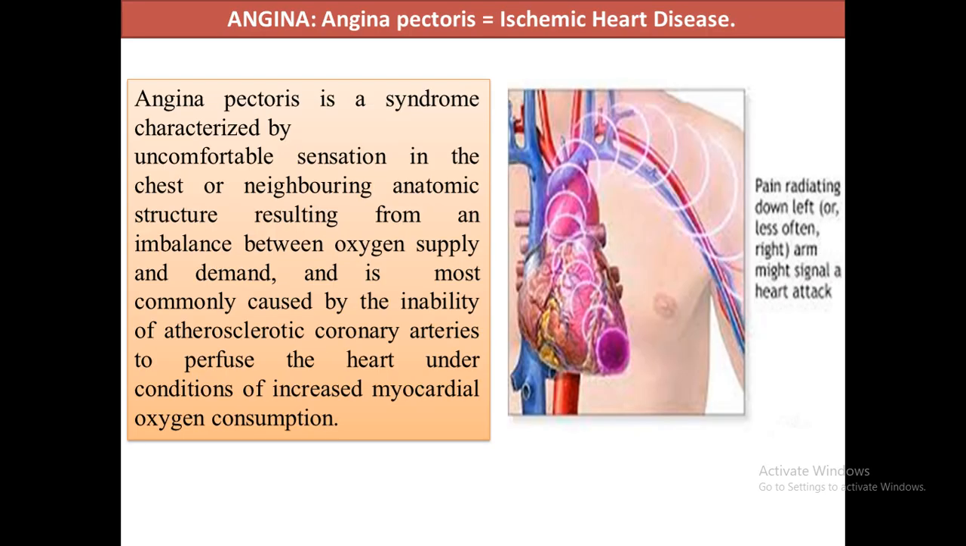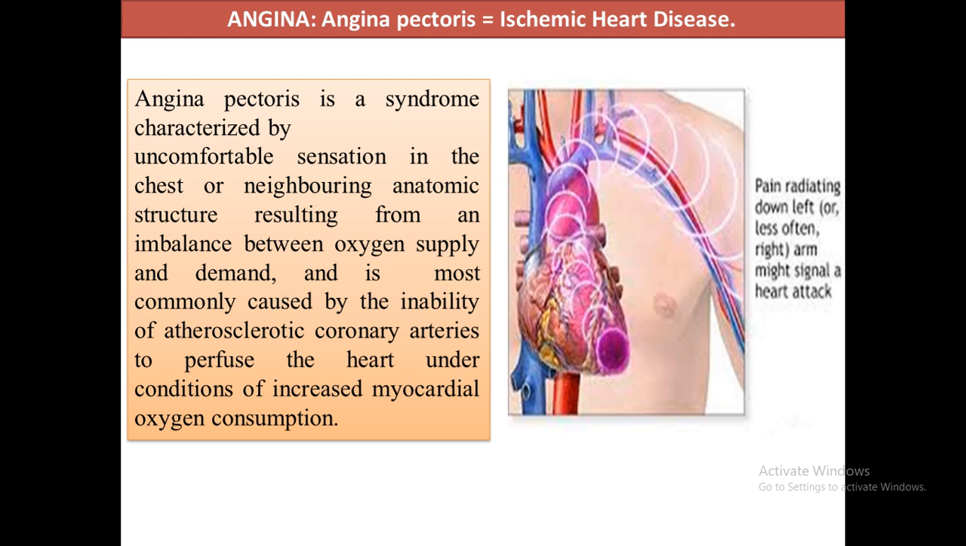So first of all, angina pectoris means ischemic heart disease. Ischemic heart disease means whenever our heart is not getting the proper oxygen supply, there is development of ischemia. This ischemia is responsible for different problems associated with our heart. There is a contraction-relaxation problem, preload-afterload problem. So these are all associated with the increased oxygen demand in our heart.